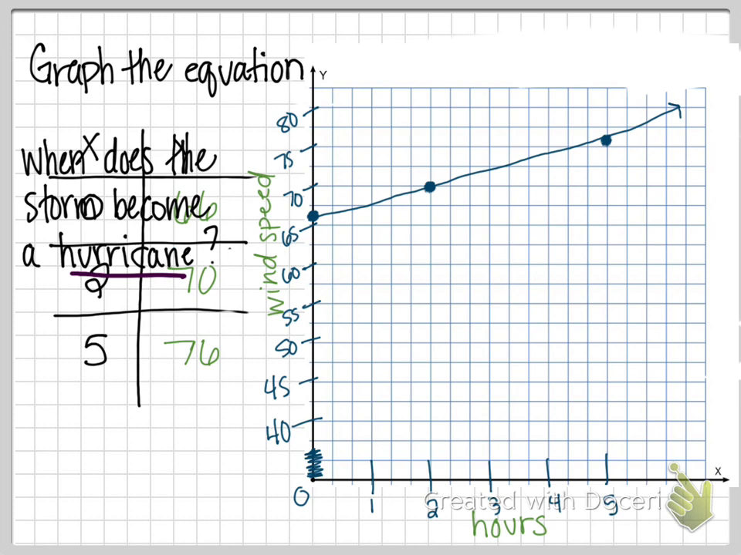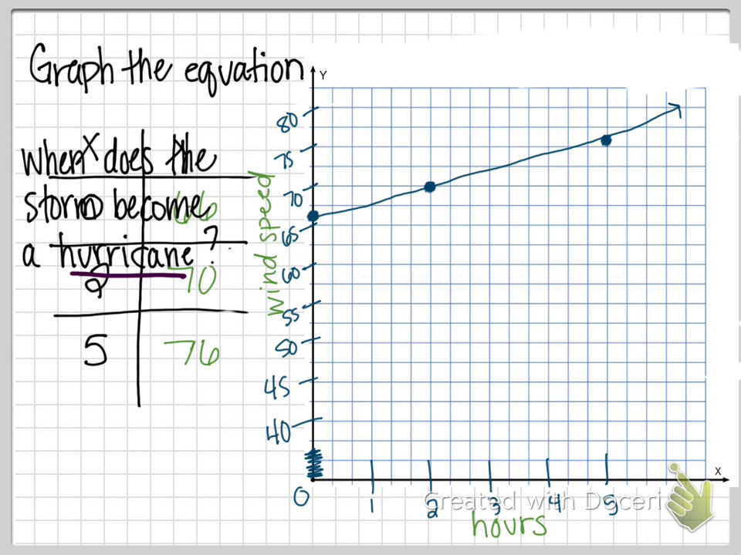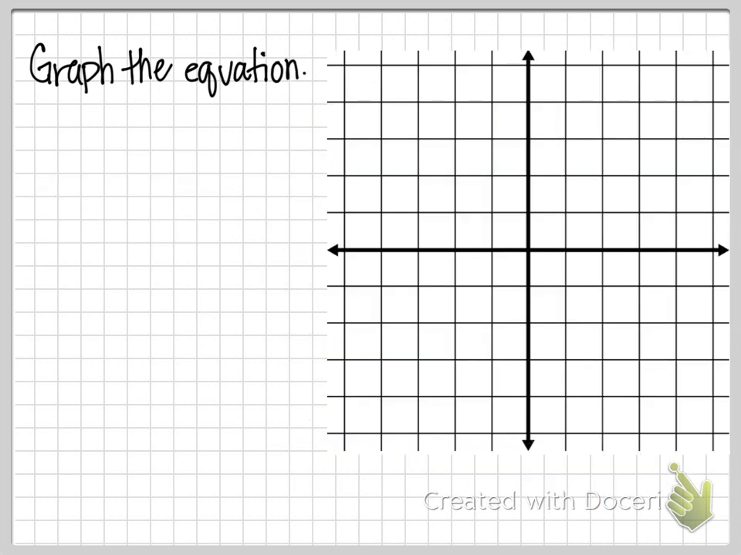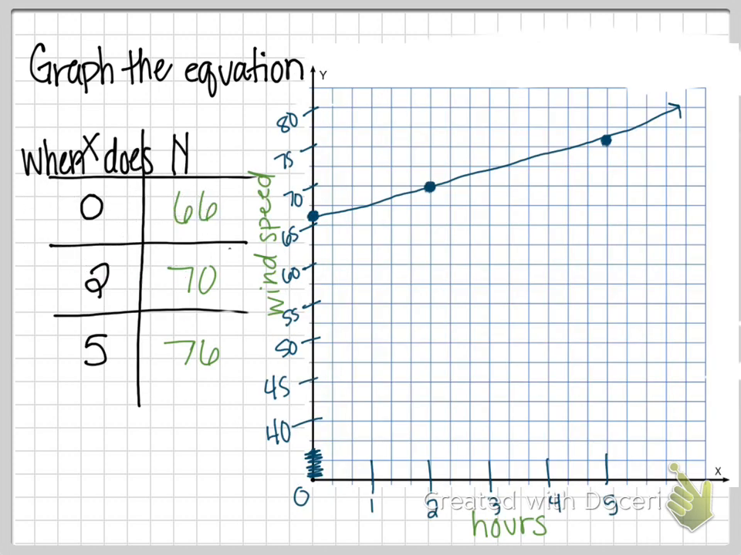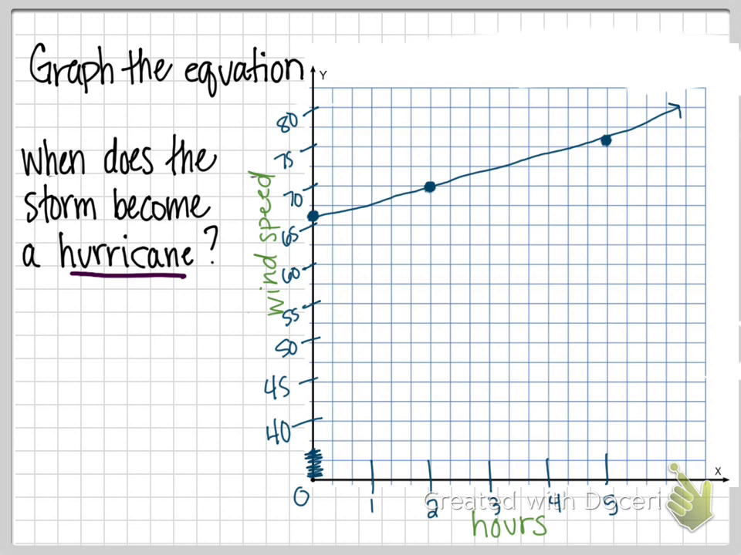Here's what they ask. Let me go back here. Okay, there's my line. And then when we look at the question, it says, when does the storm become a hurricane? And if we look back at the previous slide and the question that it asked us, it said a storm becomes a hurricane when the winds reach 74 miles per hour.